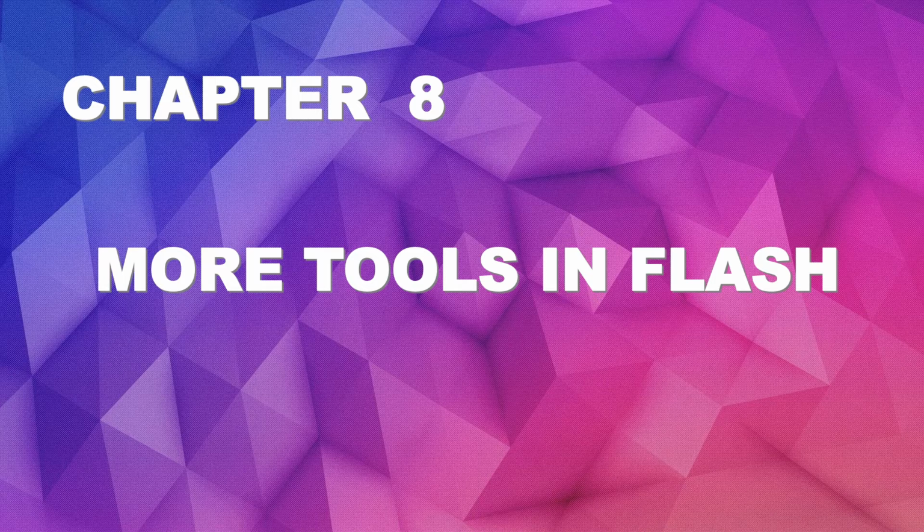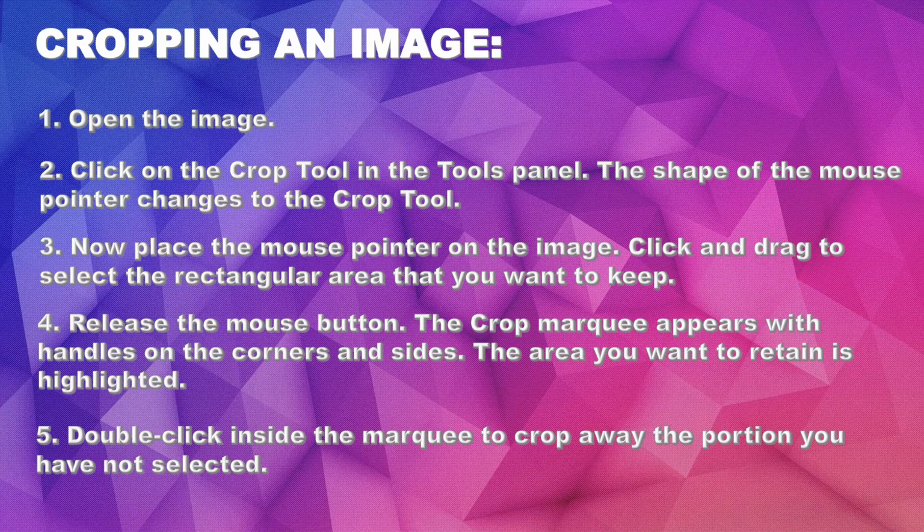Today we are going to continue with the same chapter, that is chapter number 8, Cropping an Image. The crop tool is used to remove unwanted areas of an image. The steps to crop an image are: open the image, click on the crop tool in the tools panel. The shape of the mouse pointer changes to the crop tool cursor.